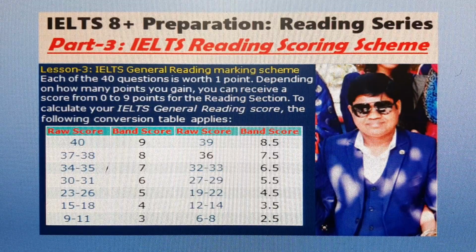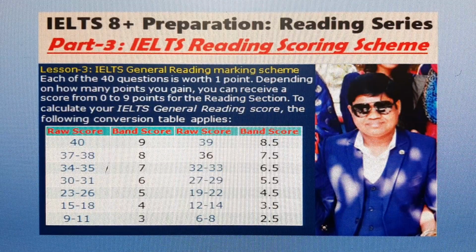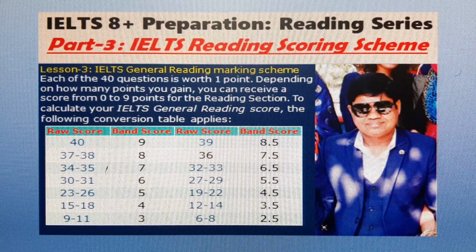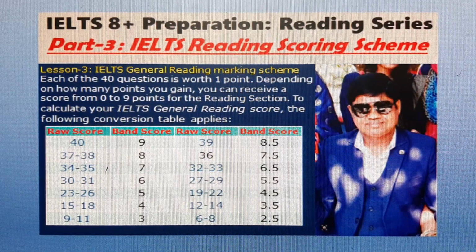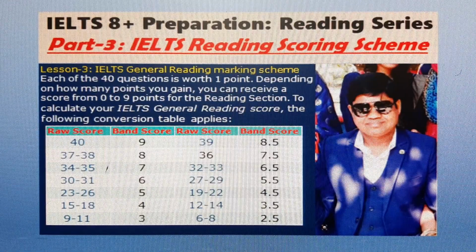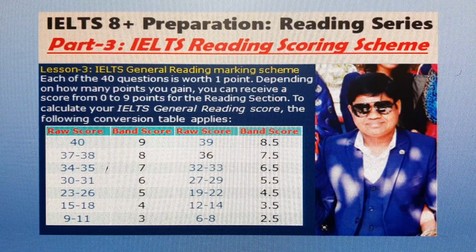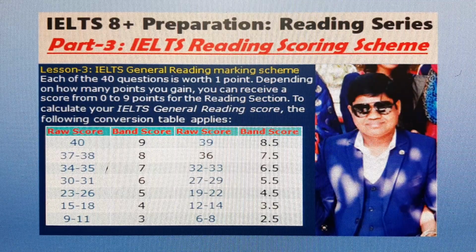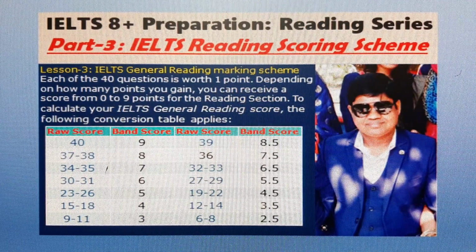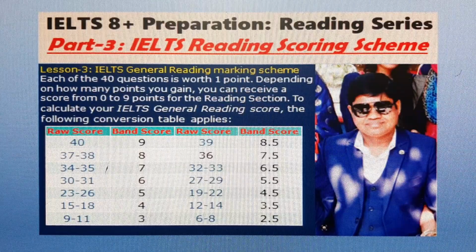Lesson 3. IELTS General Training Reading Scheme with raw score and band score. IELTS General Training Reading also has 3 sections and 40 questions. Each of the 40 questions is worth 1 point. Depending on how many points you gain, you can receive a band score from 0 to 9 points for the reading section.